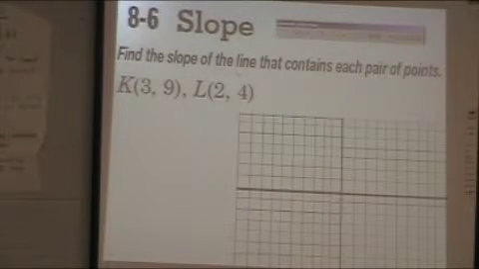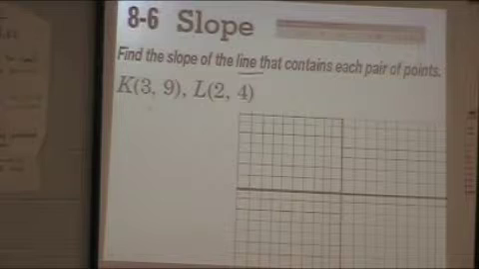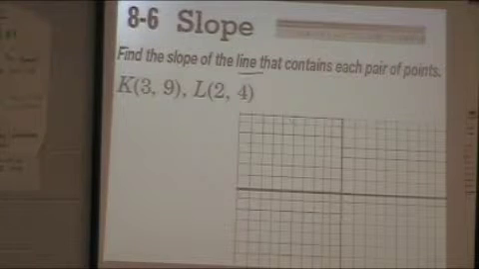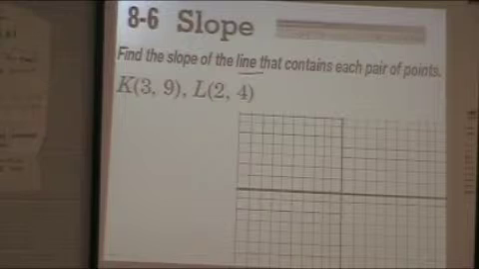So you find the slope of the line that contains each pair of points. In order for us to find the slope of a line, we first have to draw the line. Okay, so this is (3, 9). That means we go right 3 and up 1, 2, 3, 4, 5, 6, 7, 8, 9.